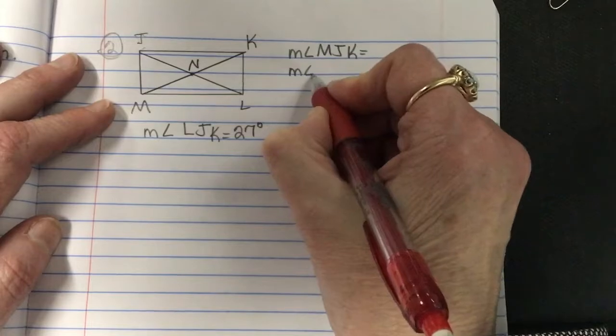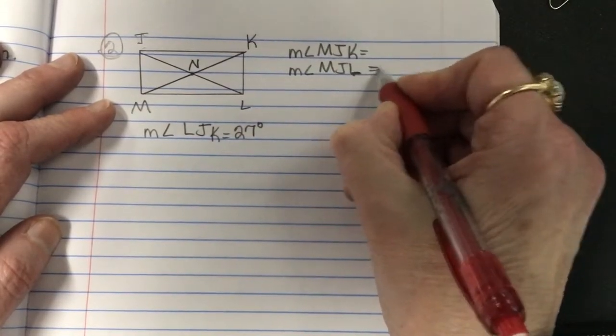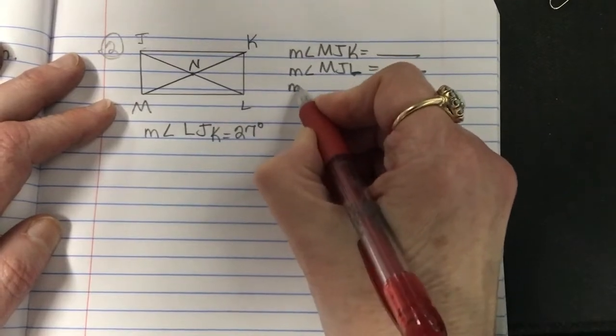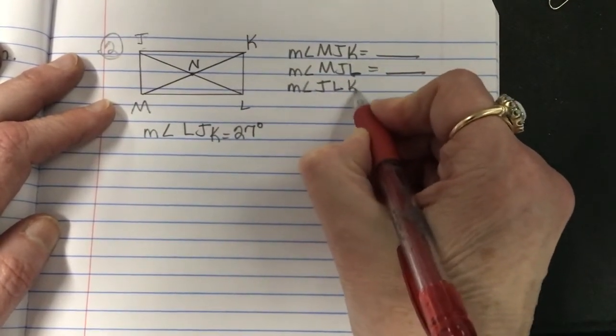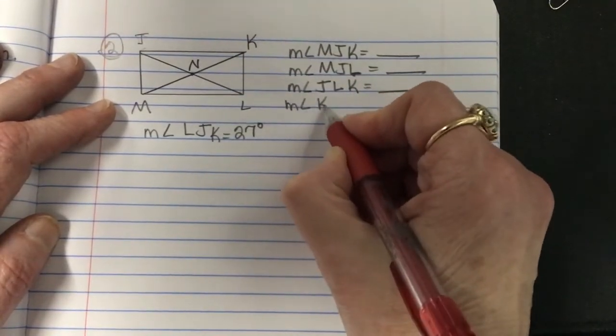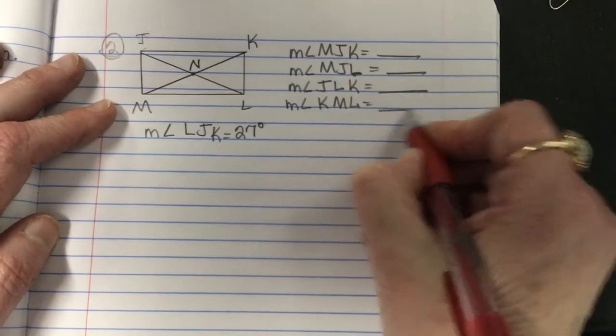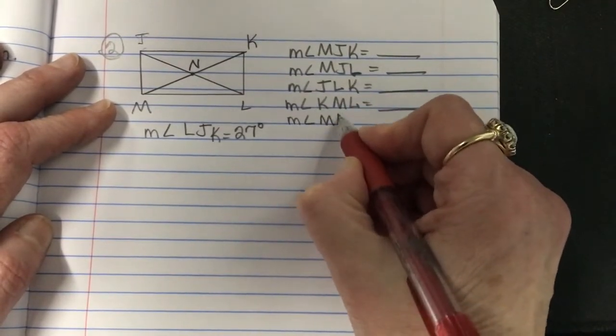The measure of angle MJL. I'm going to put blanks out there. Measure of angle JLK. The measure of angle KML. And the measure of angle MNL.